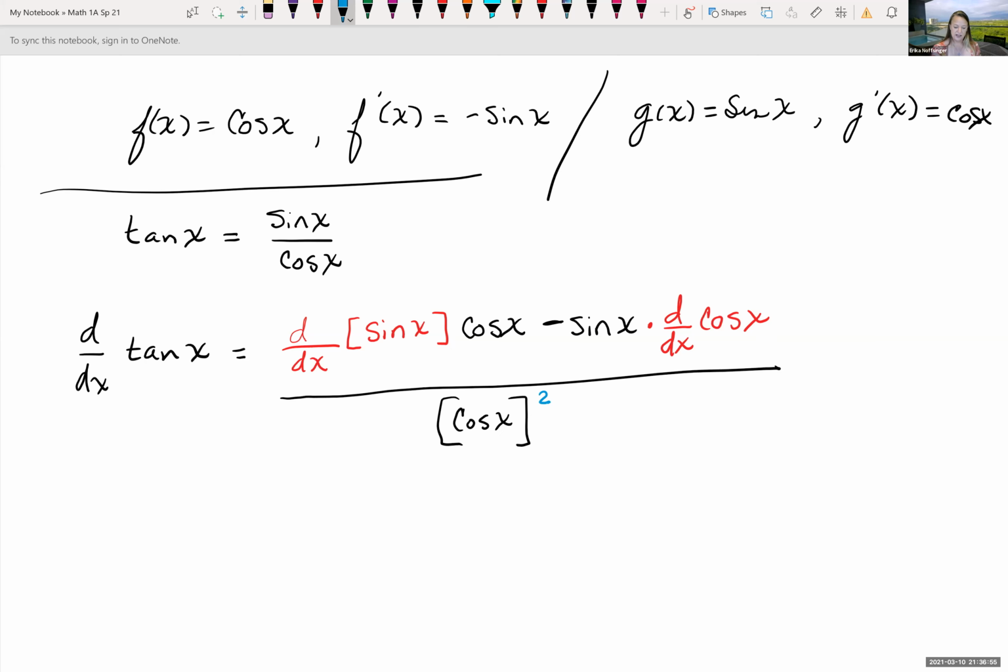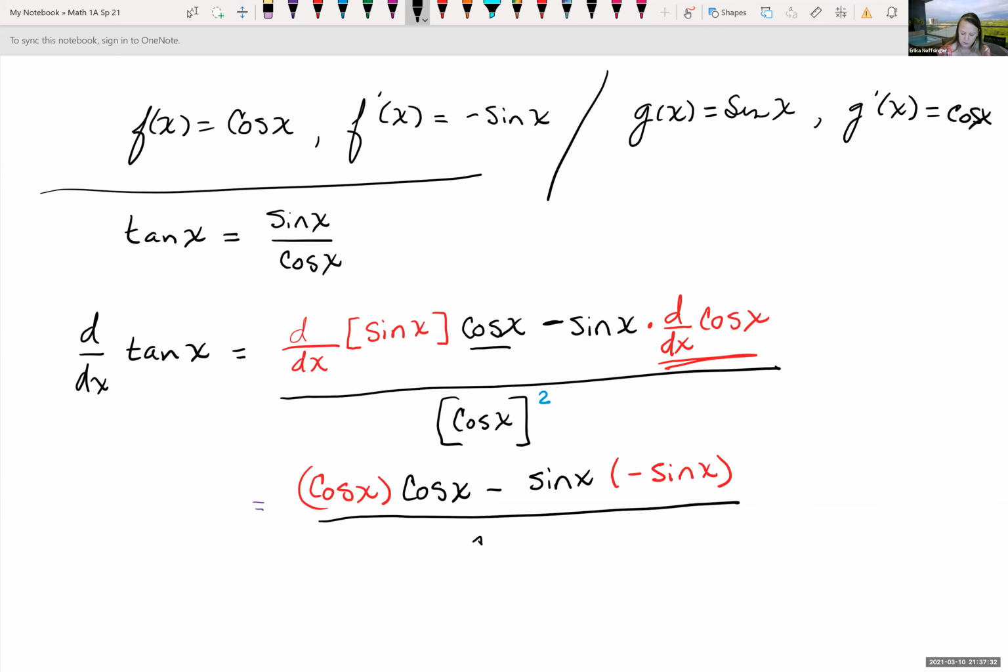So now that we have what these derivatives are, the derivative of sine of x is positive, so this one is going to be cosine of x. Derivative of sine x is positive cosine of x. Then we have times this cosine of x right here, minus our sine of x. But now when we take the derivative of cosine of x, that was negative sine of x. So times negative sine of x all over cosine x quantity squared.